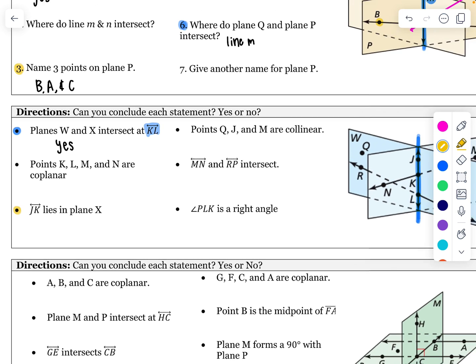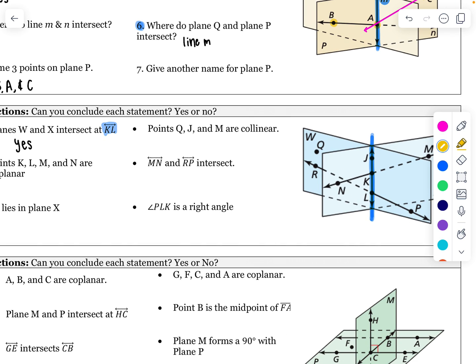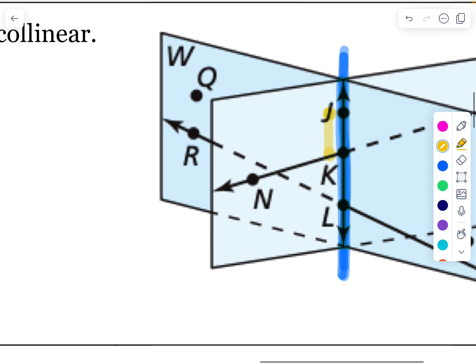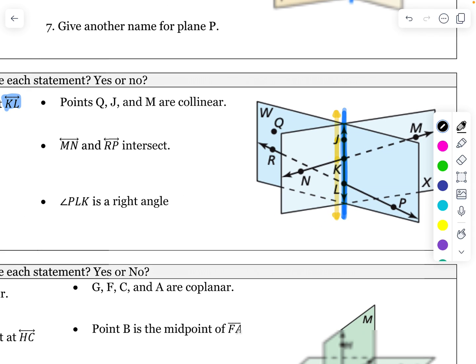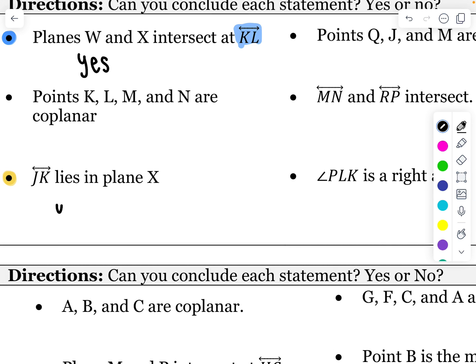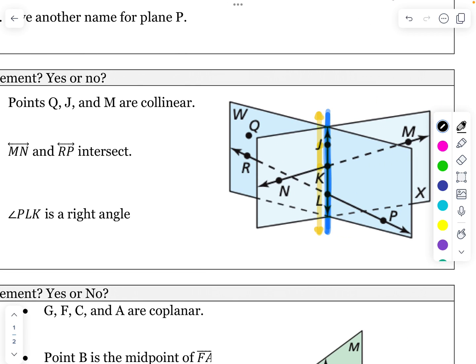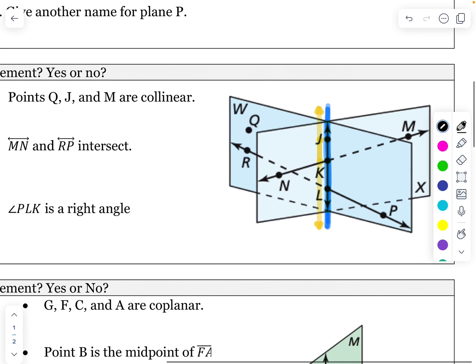Then we'll look at this one. JK lies in plane X. Here's J. Here's K. It's saying a line. So you can think of it extending forever. And we are actually going to be able to make this conclusion as well, because if it's where they're intersecting, which is what we just said on that first one, then it's going to be on both planes. So you could say that JK is on plane W and plane X.